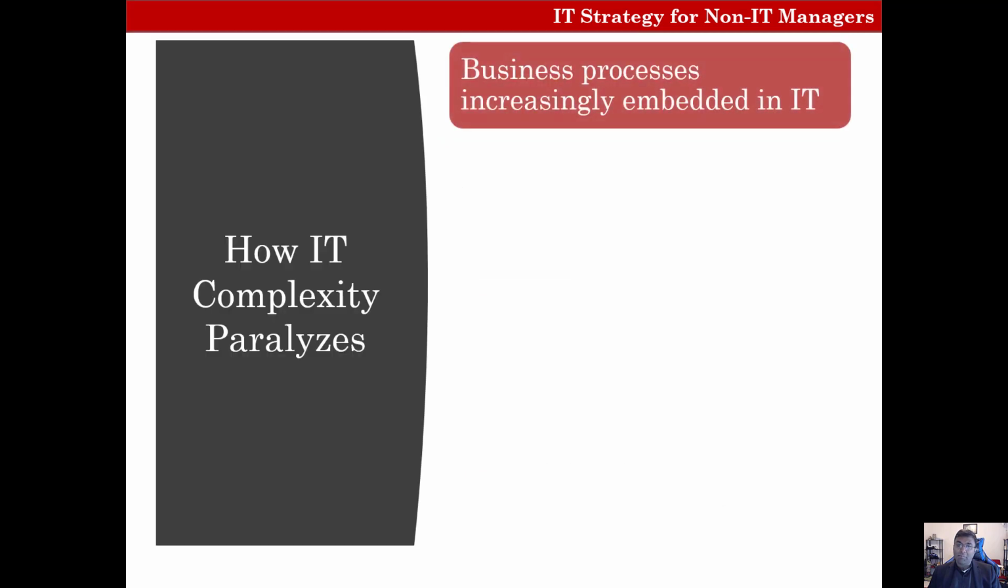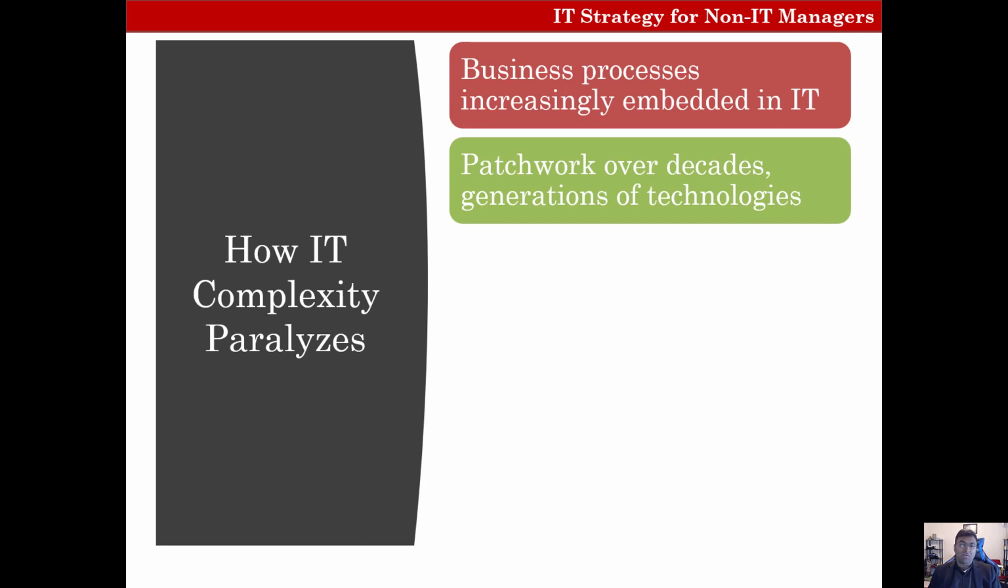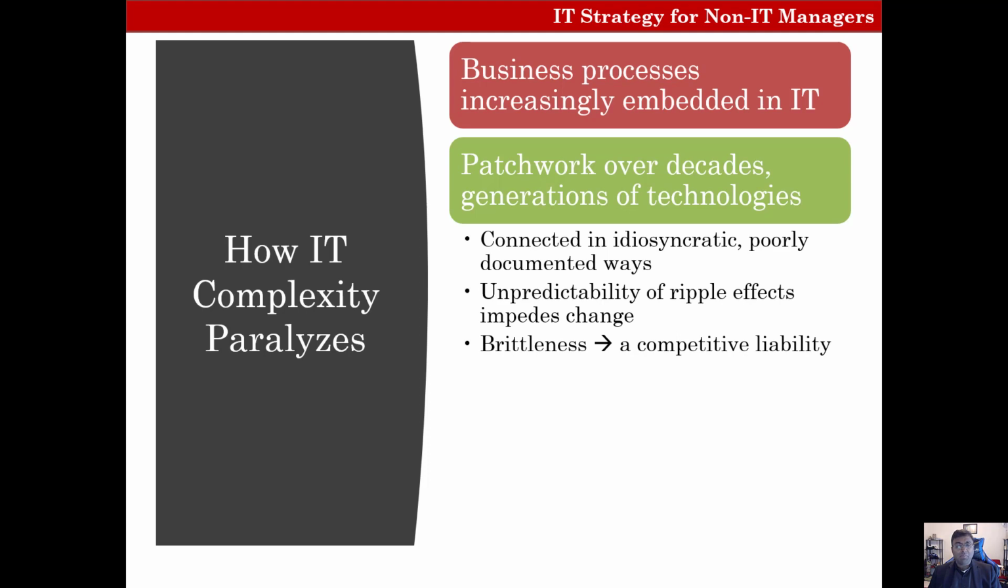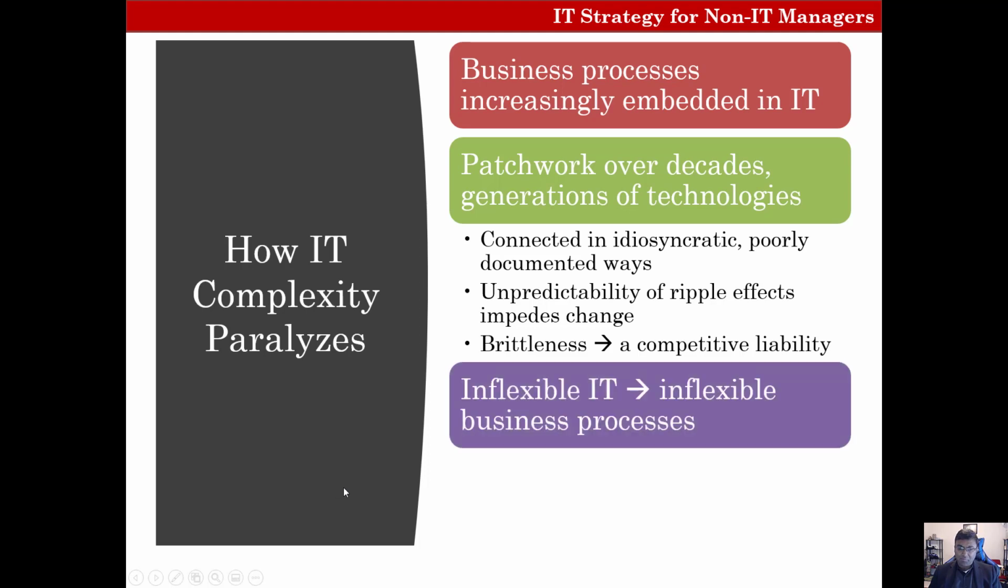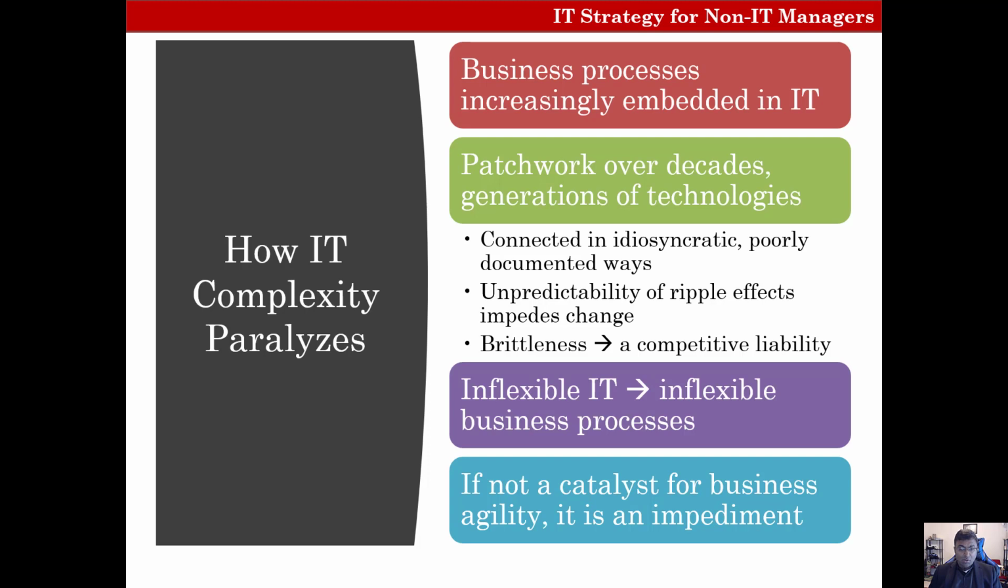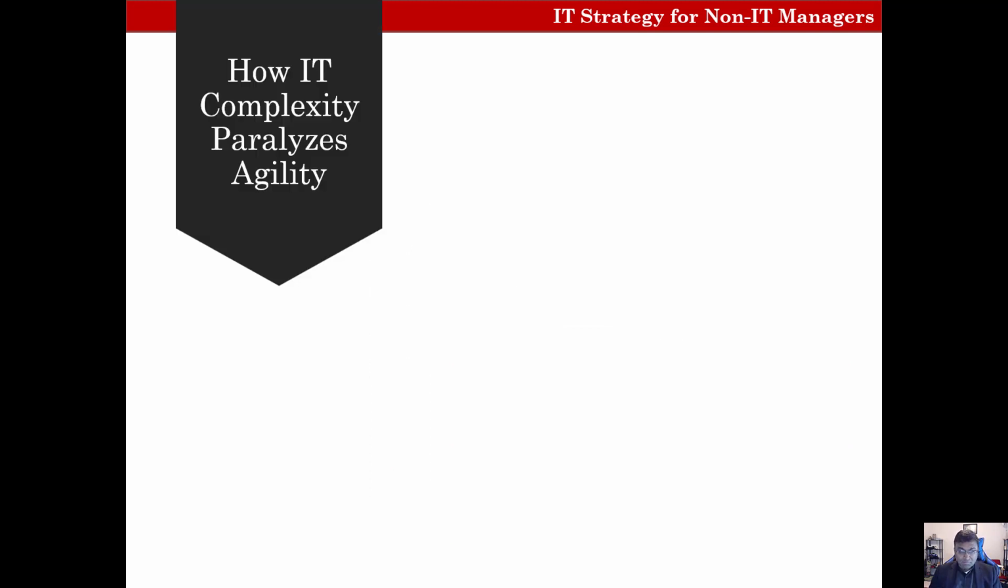IT complexity can paralyze how a business can work because business processes are embedded in information technology. And this is a patchwork of decades of generations of technology, which are connected in very poorly documented ways. And there's a whole ripple effect that stifles change because you don't know how a change in one part of the system affects another because it's been added on a regular basis, and this brittleness of your IT systems becomes a competitive liability. Inflexible IT becomes an inflexible business process which cannot adapt to the changing market. So IT does not become a catalyst for business agility, which it's supposed to be, but an impediment for business agility.